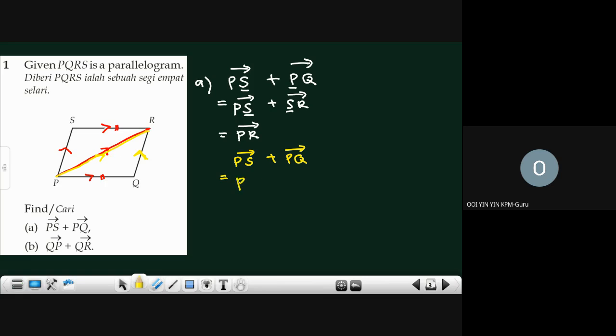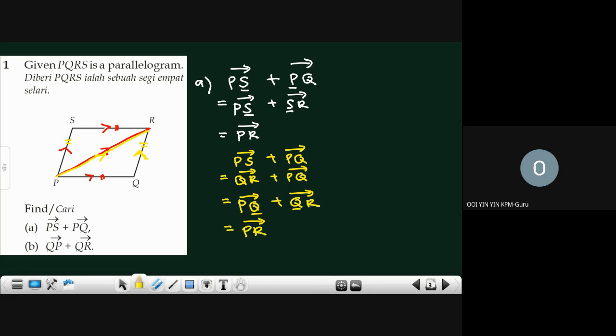So here your PQ remains, just that your PS, the place of PS here, we change to QR. Okay, PS is the same as your QR, right? Parallel, right? Okay, we change to QR and then plus your PQ. Arrange it: your initial PQ here and then plus your QR. Then you can see Q and Q together. Then only we can write PR.